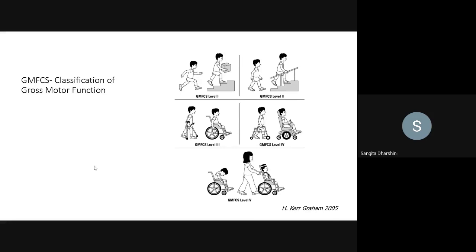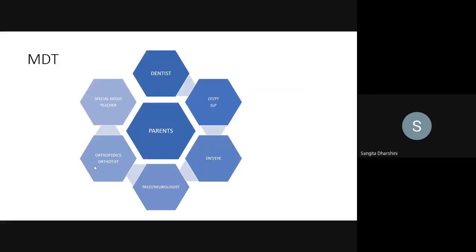So how do we manage children with CP? Again, MDT. MDT is very important in managing these kids. I put the dentist on top because I'm giving a talk to dentists. But essentially, I think the parents are the most important person in this whole system. I tell my parents, you are the doctor, you are the neurologist, you are the nurse, you are the physio, you are the OT, you are everything.